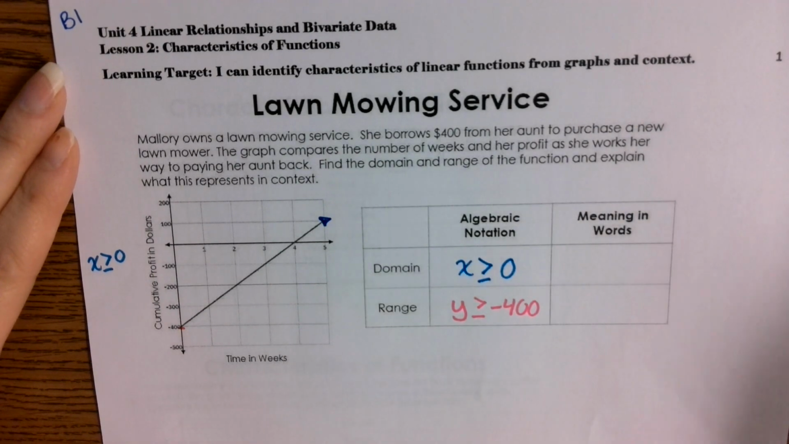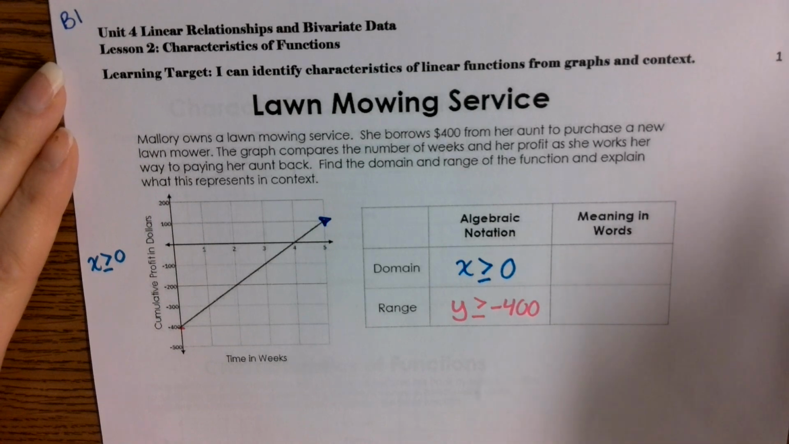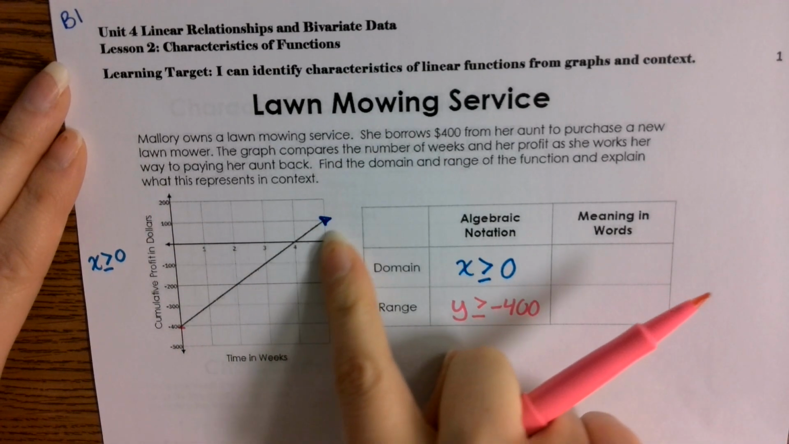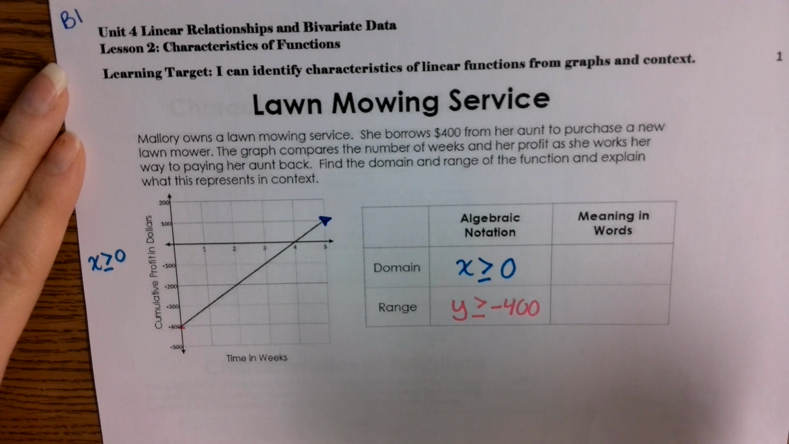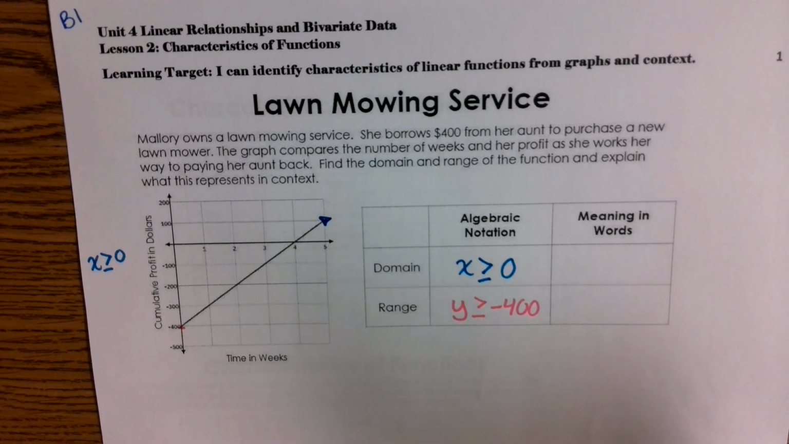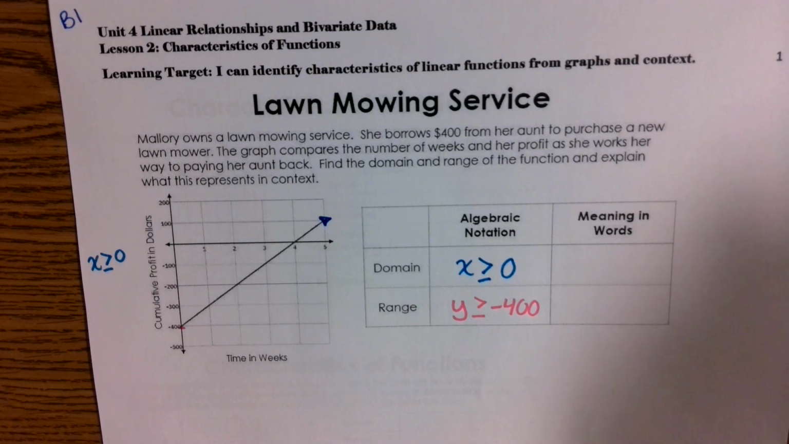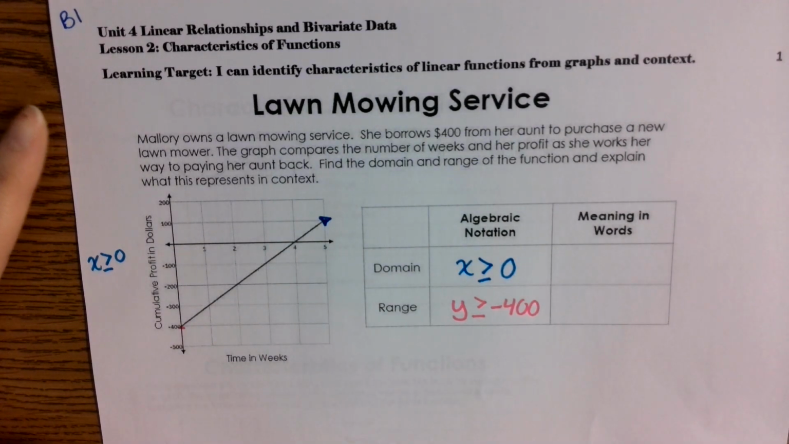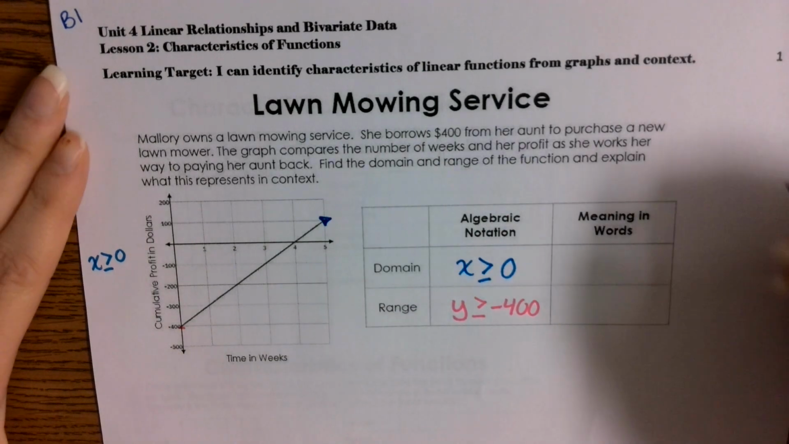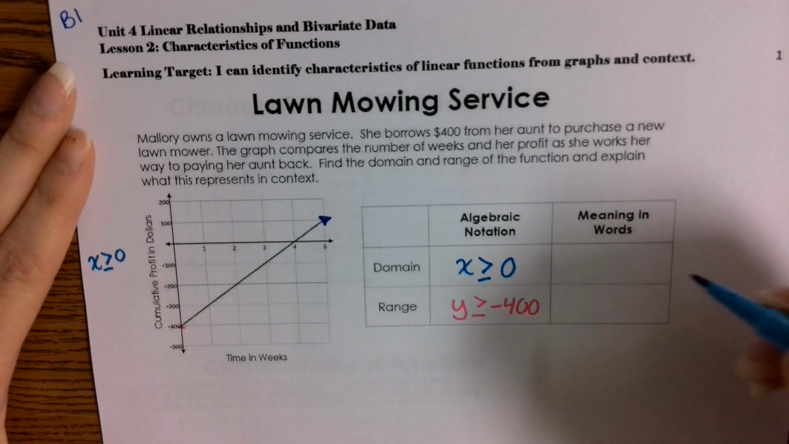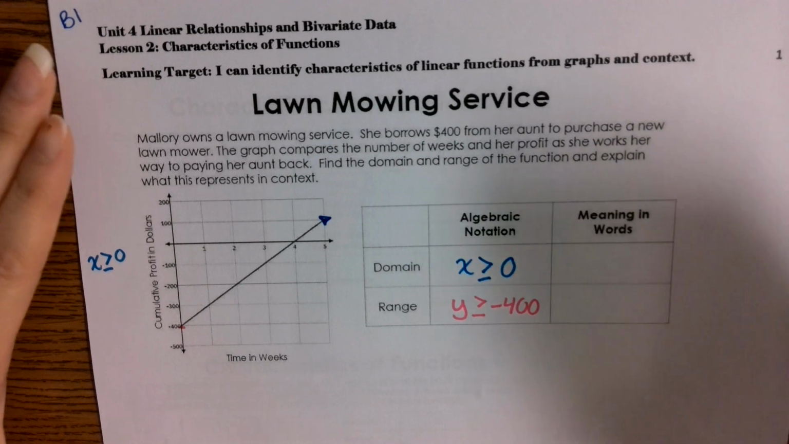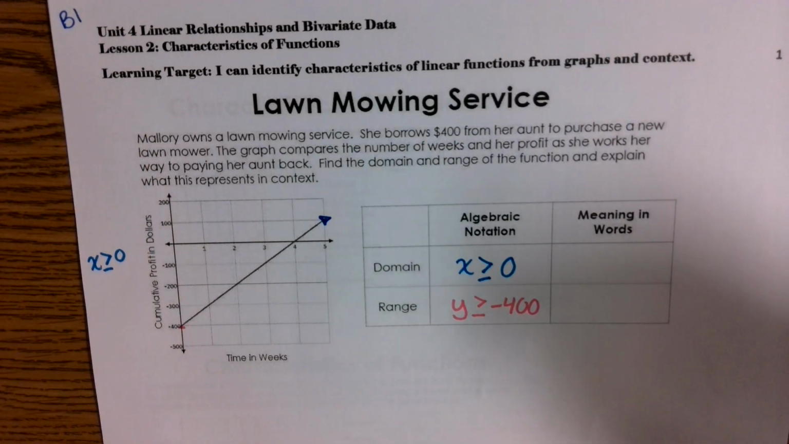And again, just like Zachary said, it's going to continue going. Her profit is never going to stop as long as her weeks don't stop. So as her weeks are always going to be getting larger, so is her profit. So now we're just relating it to our words. Okay, so the meaning in words is that you are going to continue working forever for an unknown amount of weeks.